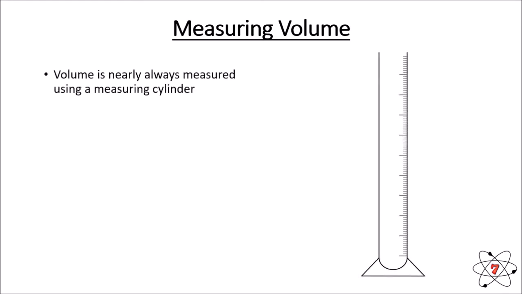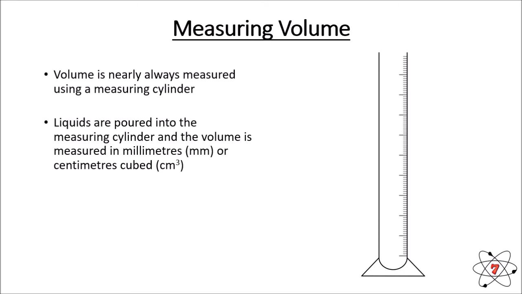It's also important we know how to measure volume. Now, volume is nearly always measured using a measuring cylinder, and we use this to measure liquids. Liquids are poured into the measuring cylinder and the volume is measured in millimeters or in centimeters cubed, and 1 millimeter is the same as 1 centimeter cubed.